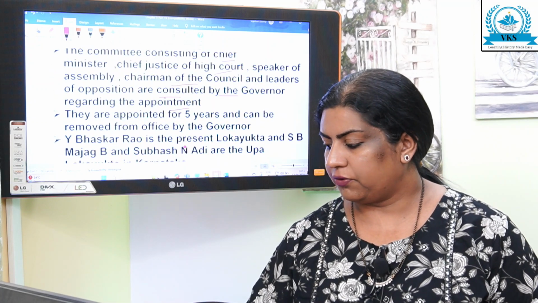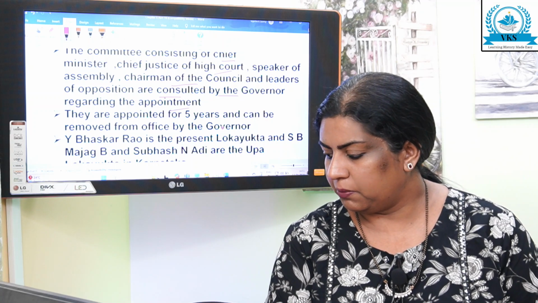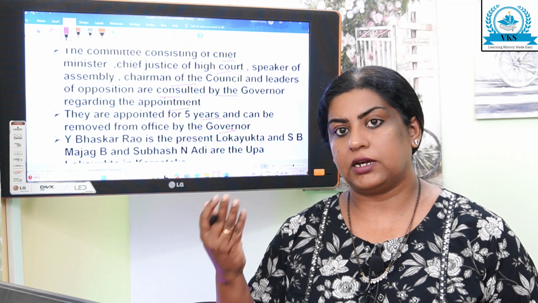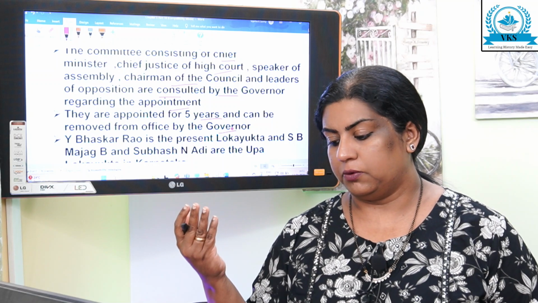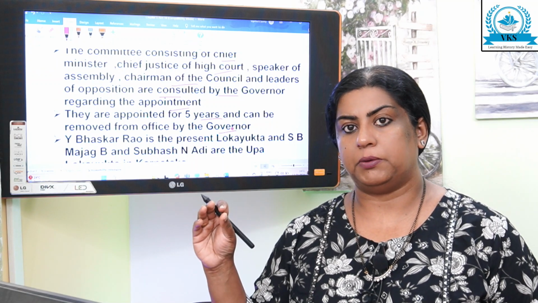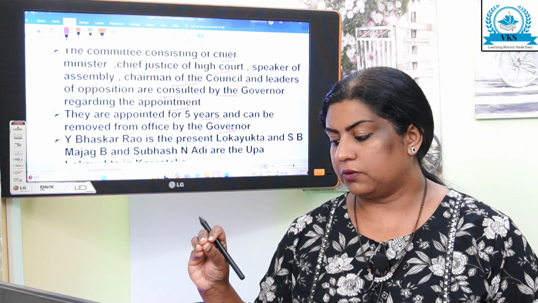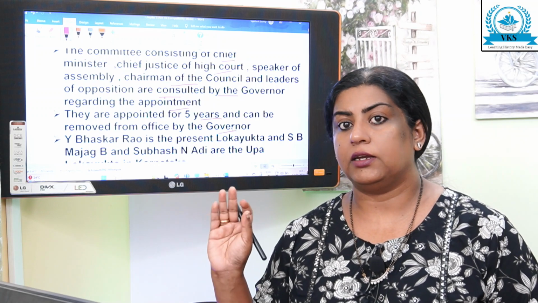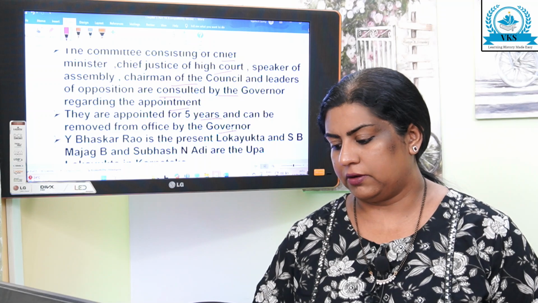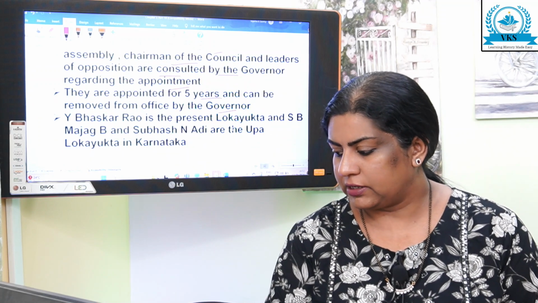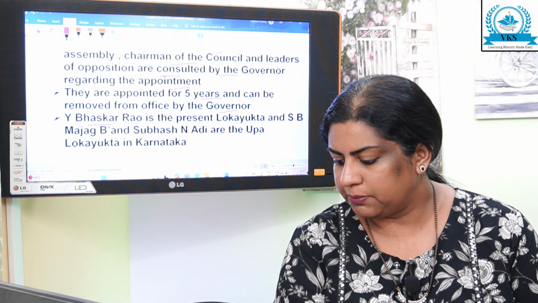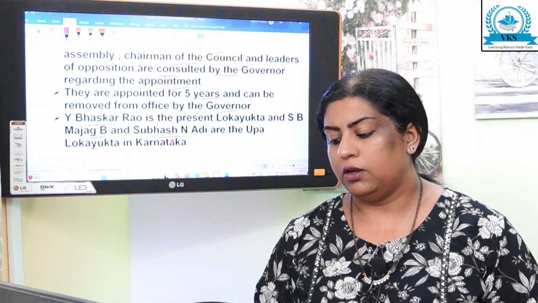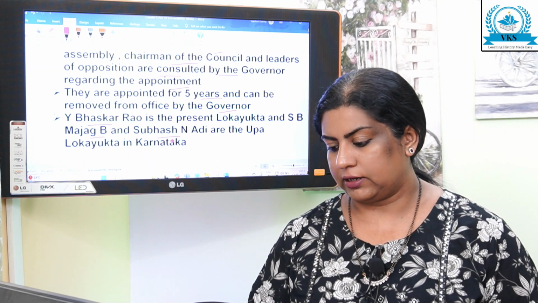They are appointed for 5 years and can be removed by the office of the governor. So, in Lokpal, the president had the power to remove any person from their role. In Lokayukta, they can be removed from office by the governor. Governor is having the power. Y. Bhaskar Rao is the present Lokayukta and S.B. Majage and Subhash Adi are the Upalokayuktas of Karnataka.